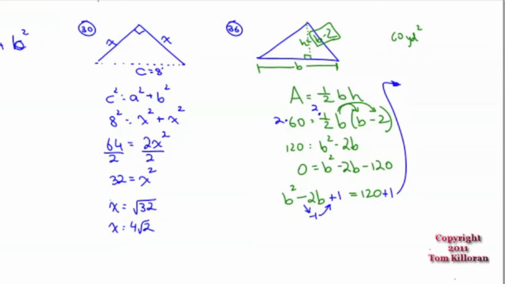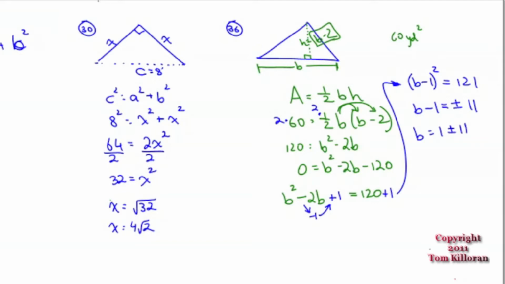So b squared minus 2b plus 1 becomes b minus 1 all squared, which is equal to 121. What do I do to both sides? Square root it, so it's going to become b minus 1 is equal to plus or minus 11. Don't forget that plus or minus, we still need that. And then add the 1 across, so we're going to get b equals 1 plus or minus 11.